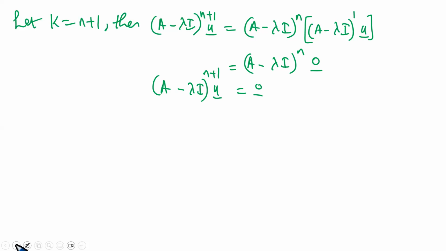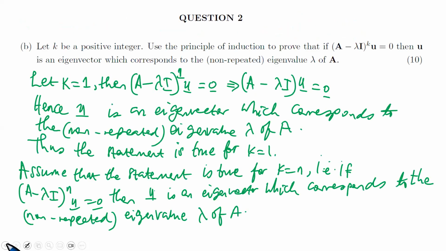Okay. So we have that this is 0. And by the induction hypothesis, we obviously used the induction hypothesis together with the initial statement. So using the principle of mathematical induction, we're able to prove that if this is 0, then u is an eigenvector which corresponds to the non-repeated eigenvalue lambda of A.